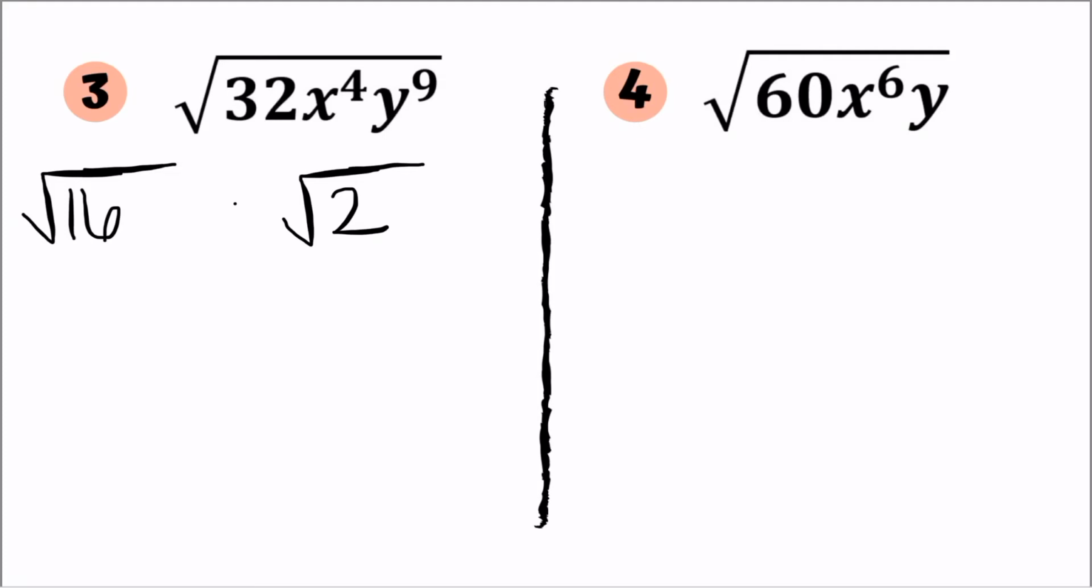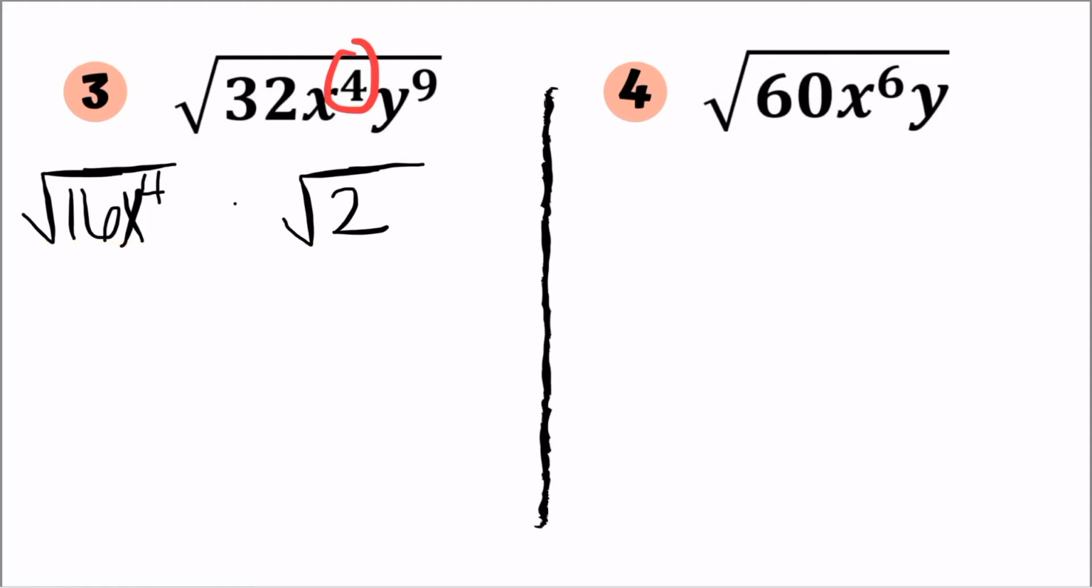And now I can look at the variables. X to the 4th, this one is an even number. It is a multiple of 2. So I'm going to bring that down and I'm going to write it next to this 16 because this represents all the radicals that I can divide out or I can simplify perfectly. And then this other radical is going to represent all the ones that can't.